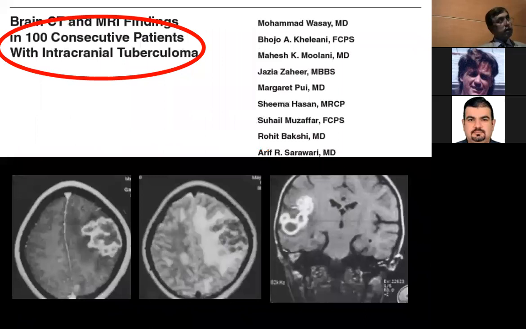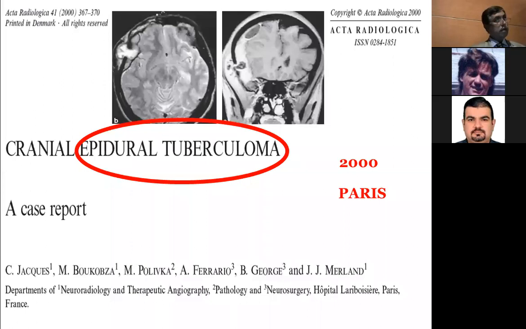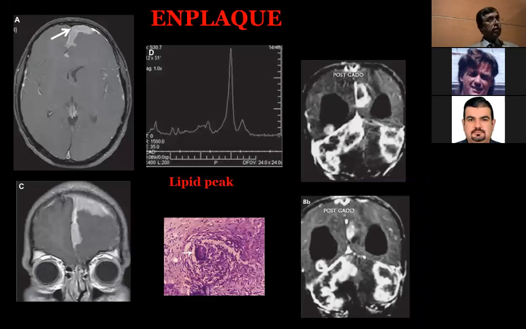And here again, another tuberculoma. You can get an extradural, epidural tuberculoma. This is from Paris. I looked deeply; the patient is not French. He was of Moroccan origin. And the use of spectroscopy in these cases.